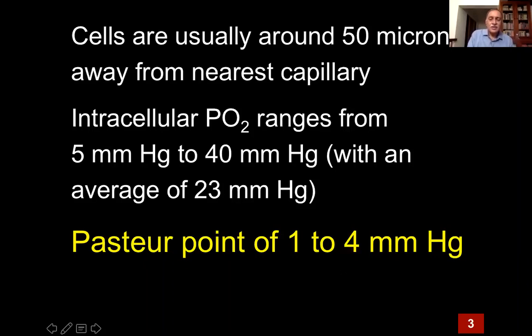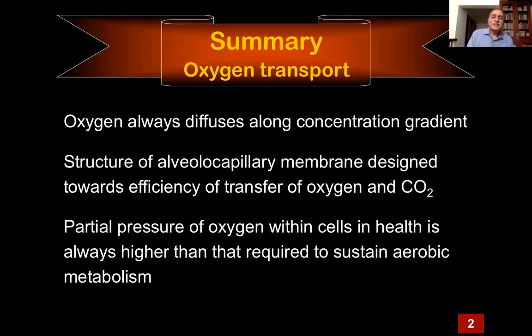In other words, the tissues do not need to switch over to anaerobic metabolism from aerobic because of opening up of these extra channels. So in summary, I say that oxygen always diffuses along a concentration gradient from the atmosphere down to the alveoli into the blood that perfuses the various tissues, eventually all the way down to the mitochondria of the individual tissue cells. The structure of the alveolar capillary membrane is designed towards efficient transfer of oxygen and carbon dioxide in two different directions.